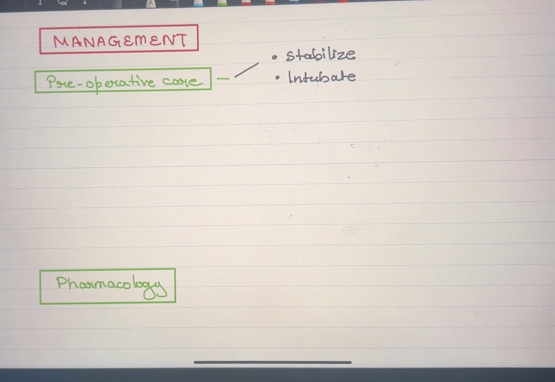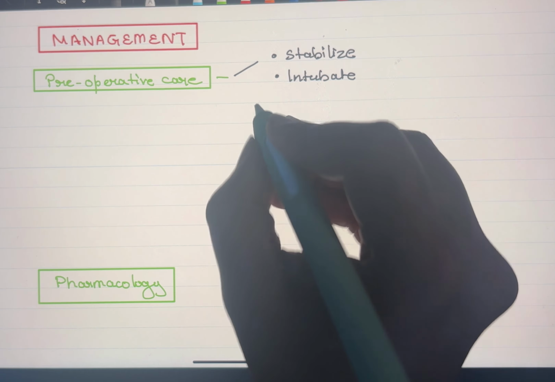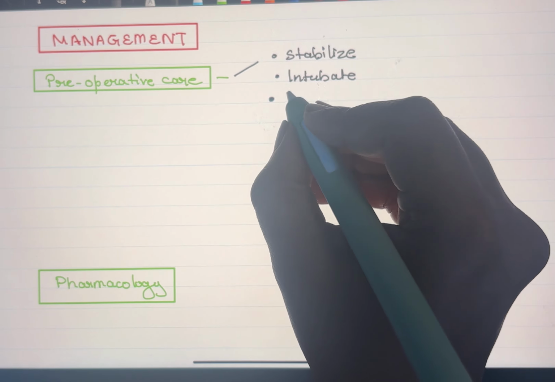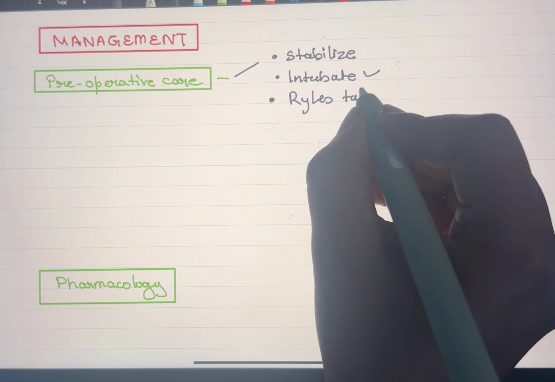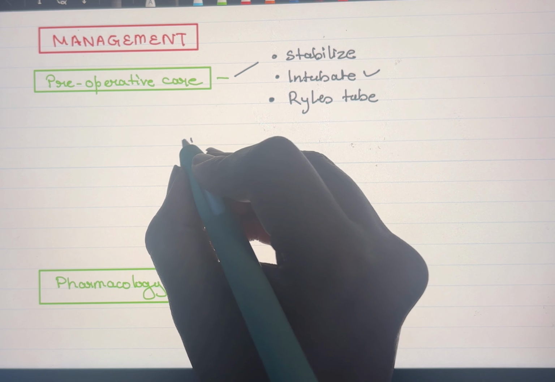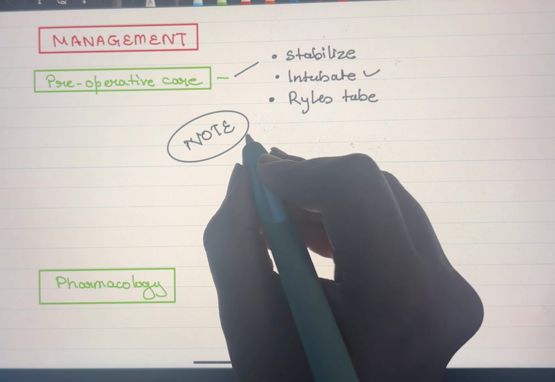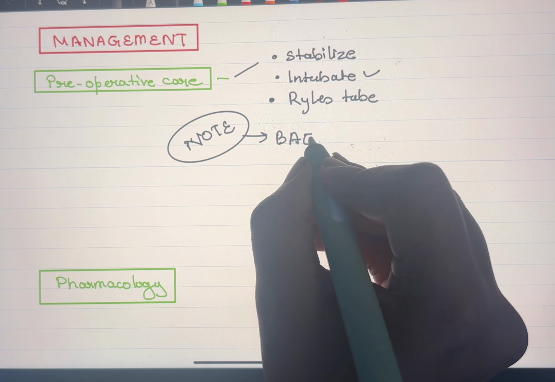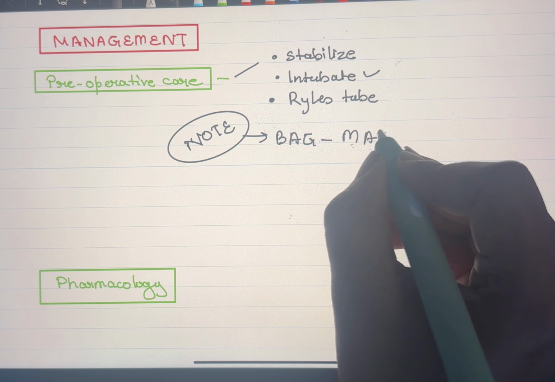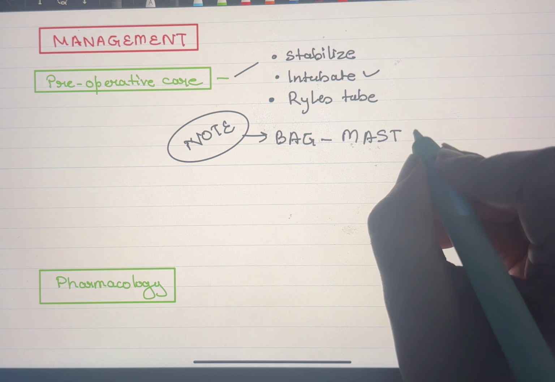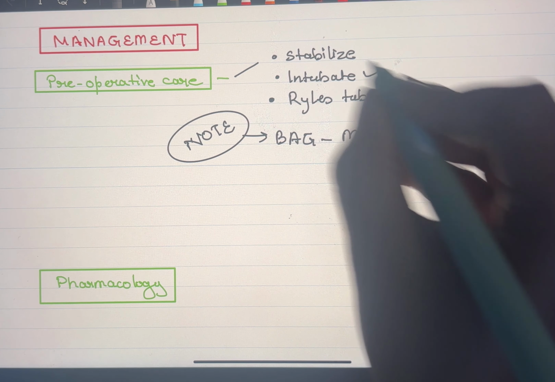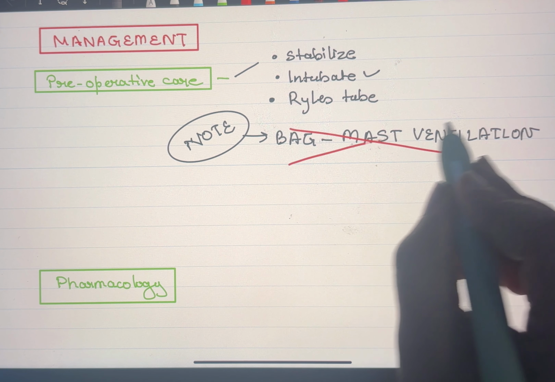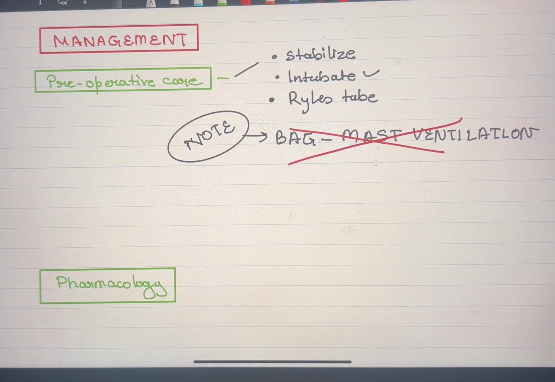It is a physiological emergency, not a surgical emergency, as I have mentioned earlier. We can intubate the patient. We will put Ryle's tube. And remember, note, bag mask ventilation is not done in cases of congenital diaphragmatic hernia.